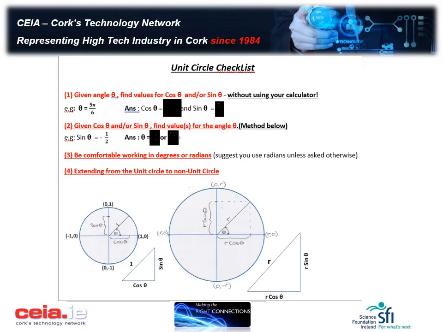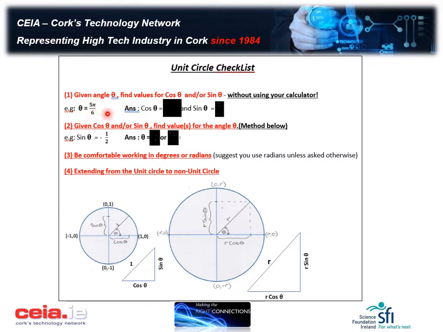So this is a checklist I prepared for the unit circle, and I simply have 4 topics on it. You can see that some of them are quite simple. Be comfortable working in degrees and radians. I suggest you use radians unless asked otherwise. And extending the unit circle to a non-unit circle, just bringing this to mind again very briefly. But 1 and 2 are actually exercises that you need to do yourself, and the checklist should include the question and the answer, and it's not intended to be a long test.